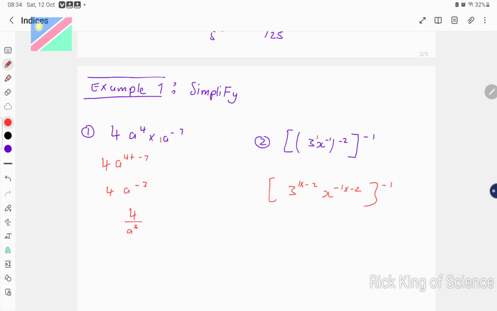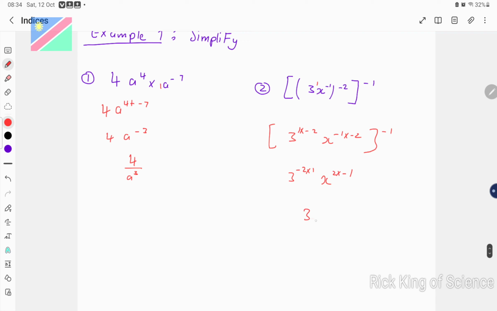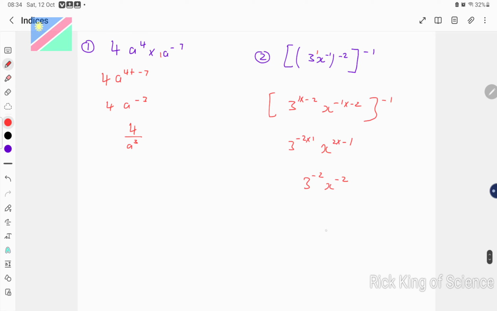Or what you can do, you can also just multiply again with what? 1 negative 1 again. So 3, 1 times negative 1 is negative 1, so negative 2 times the 1 that's outside, and the x negative 2 times negative 1. So your answer will be 3 power negative 2 x power negative 2. We do not leave anything with a negative index. So what you do, remember there's an invisible 1 here, so that 1 must go on top and this must come down.